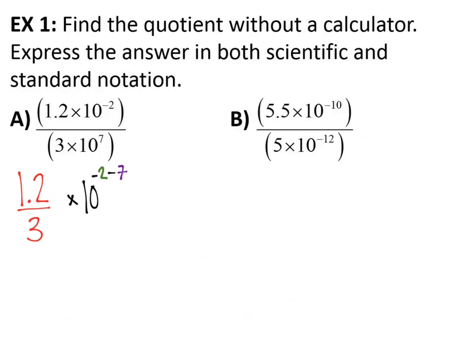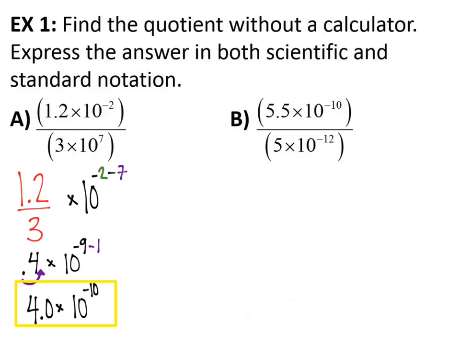Now simplifying, I take 1.2 or 12 and divide it by 3, which gives me 0.4 times 10 raised to the negative 9. Now notice this is not in scientific notation. The decimal needs to move over 1, and I'm going to move it to the right. So step 3 states that if I move it to the right, I need to subtract 1 from the exponent. So I move it right, and I subtract 1 to give me 4.0 times 10 to the negative 10th.